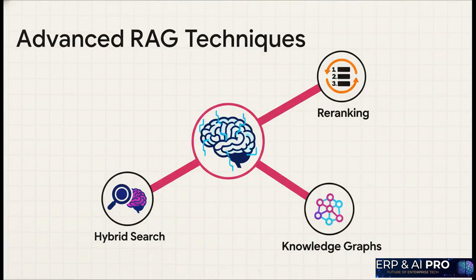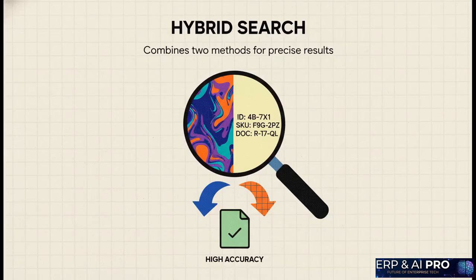Three of the most powerful advanced techniques out there are hybrid search, re-ranking, and something called knowledge graphs. Each one gives our little assistant a new skill to find exactly the right piece of information at the right time. Hybrid search basically gives our assistant the best of both worlds. It can search for general meaning, but it can also do a good old-fashioned keyword search. And this is so important for catching those really precise terms, like product codes, customer IDs, or specific names that a pure meaning-based search might just gloss over.